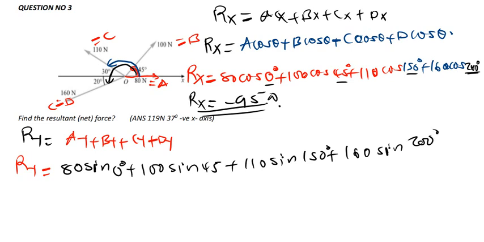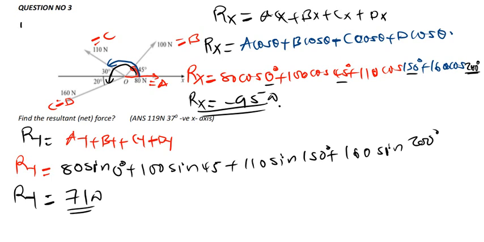So I'm going to do it direct. So it's going to be 80 sine 0 plus 100 sine 45 plus 110 sine 150 plus 160 sine 200. So I'm getting 70.98, which is the same as 71 newtons.